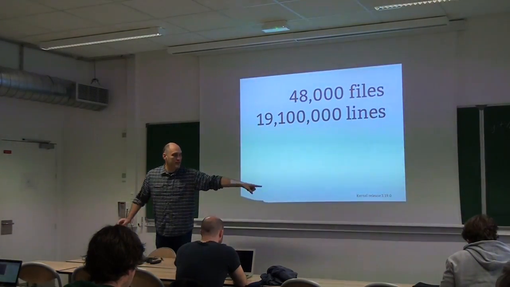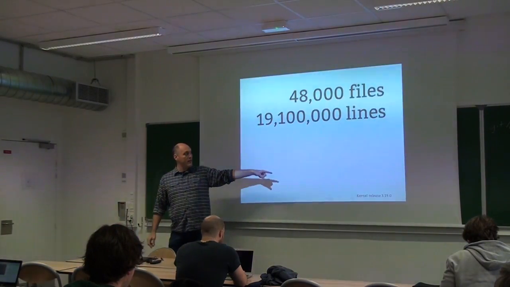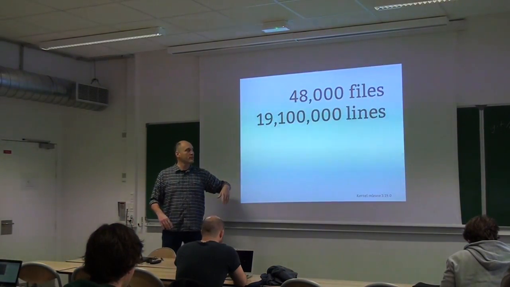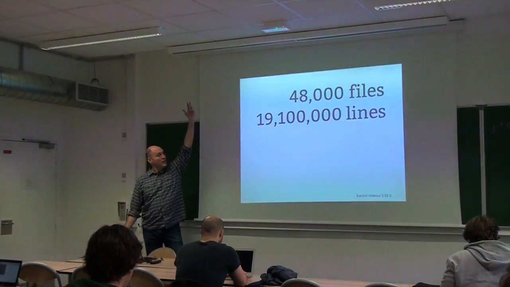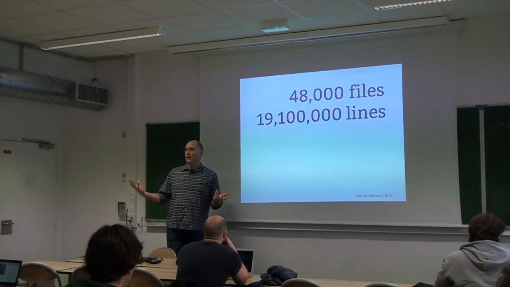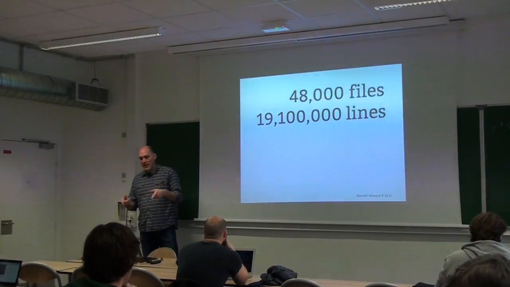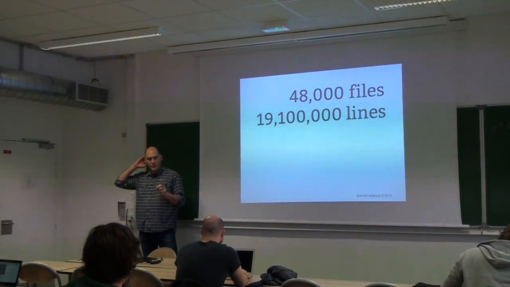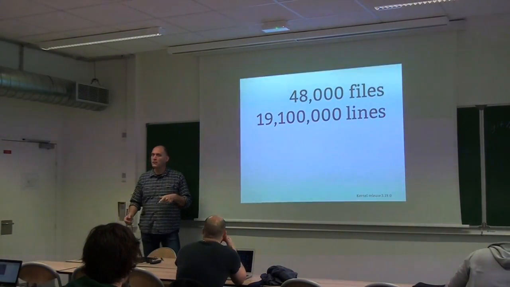So, first up, the kernel. We just did a new release a couple weeks ago, 3.19. I'll talk about how we do our numbering system later, but this is the size of it. We finally made 19 million lines of code. You don't run all 19 million lines of code, of course. My laptop runs 1.3 million lines of code.